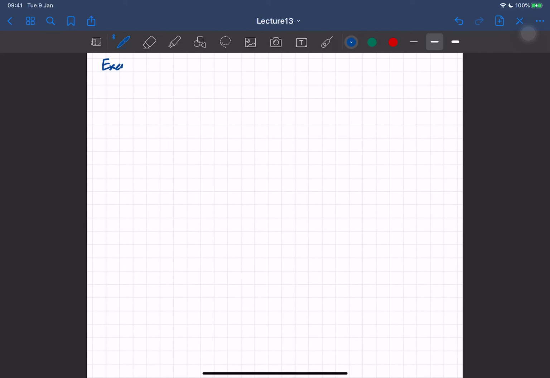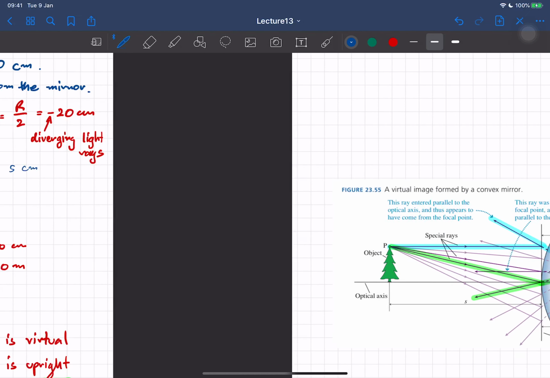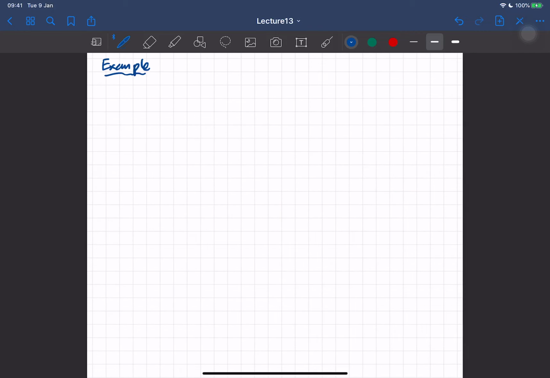So, example again. I'm going to use exactly the same values as here, but I'm going to change this to concave mirror, and the radius of curvature is going to be the same. So we have a concave mirror with r equal to 40 centimeters, and then the object is at 40 centimeters, so that's going to be our SO. So where is the image?